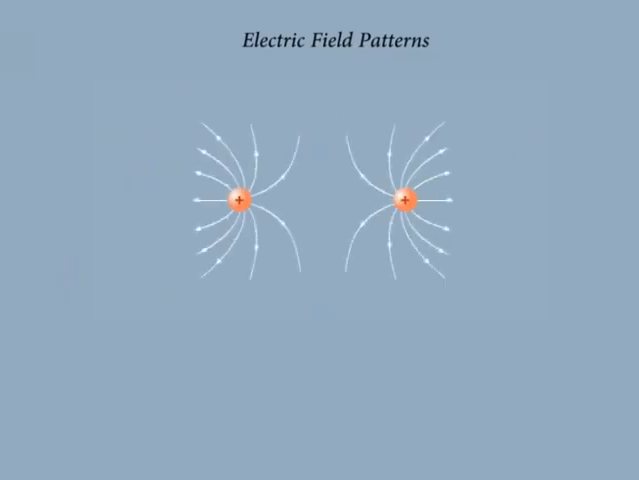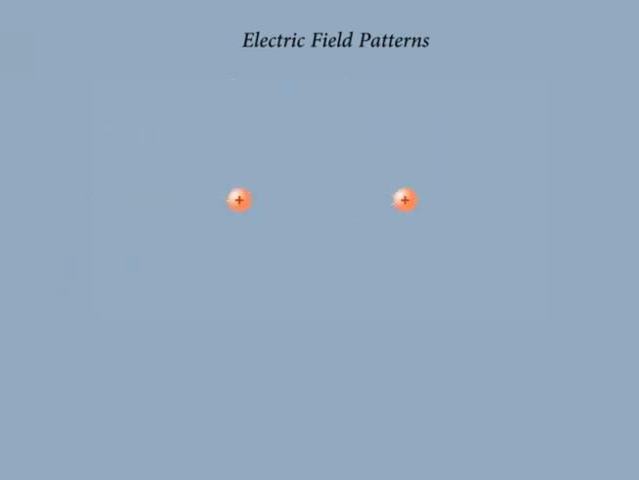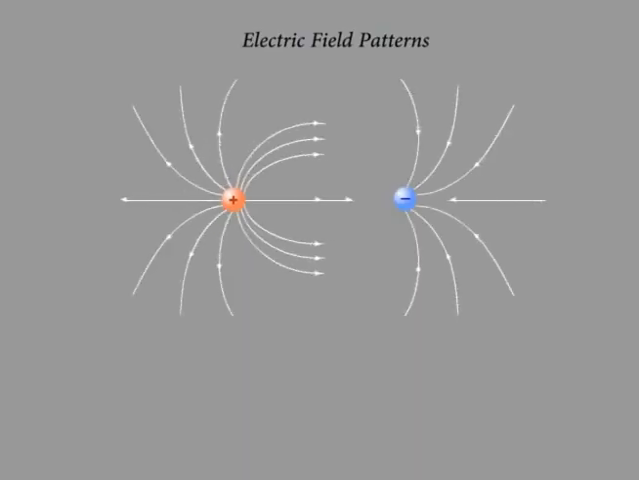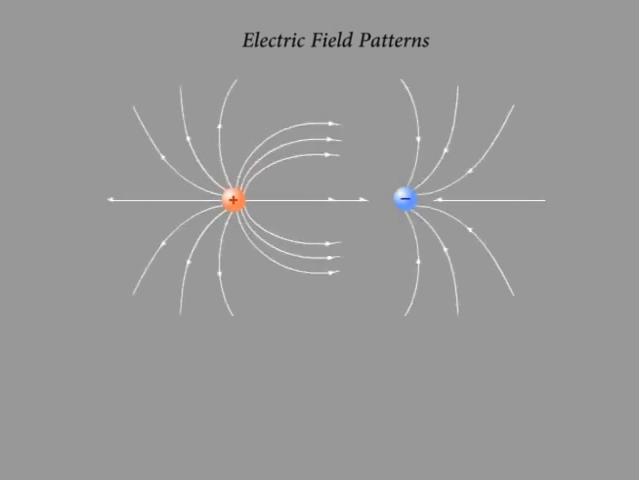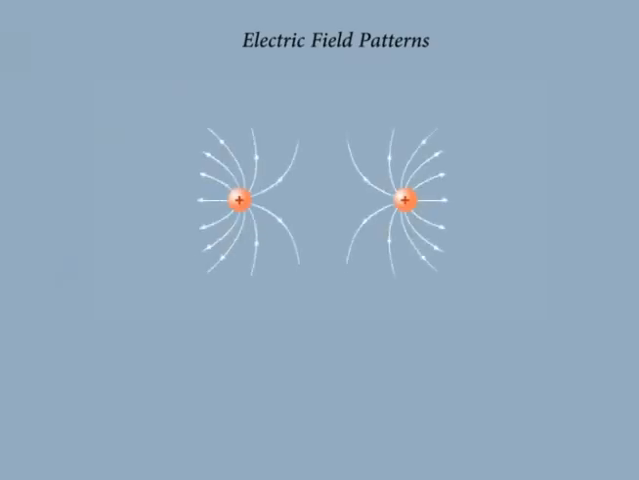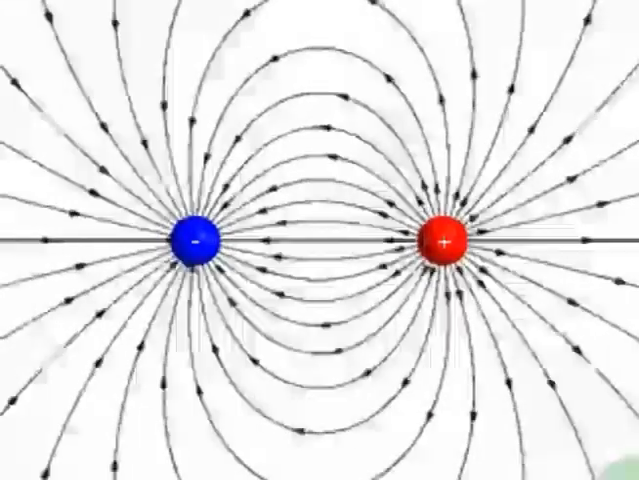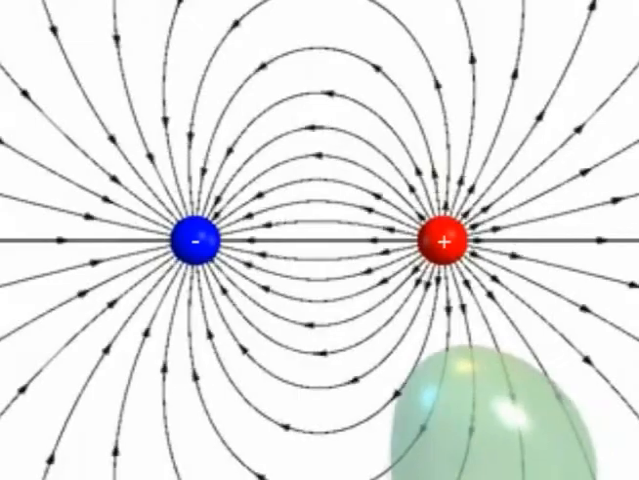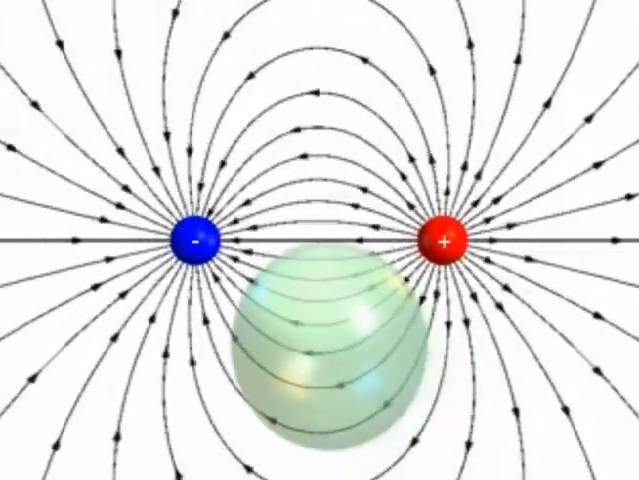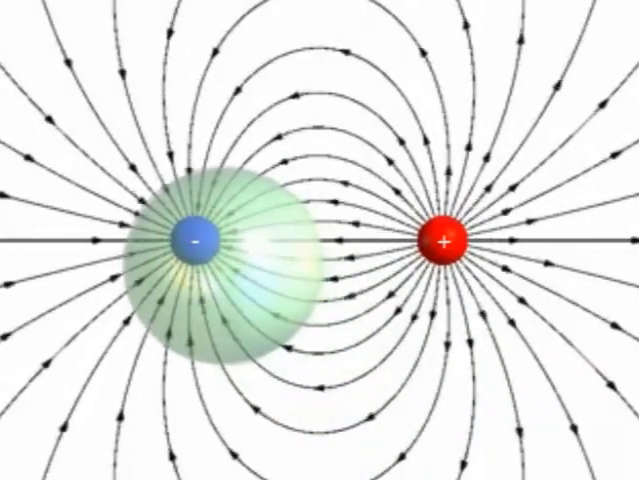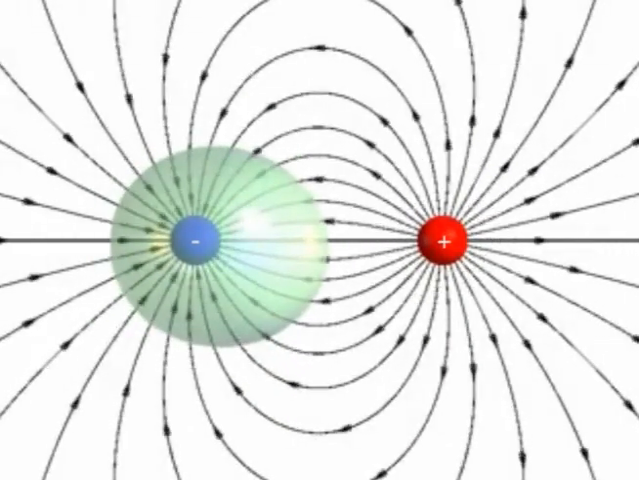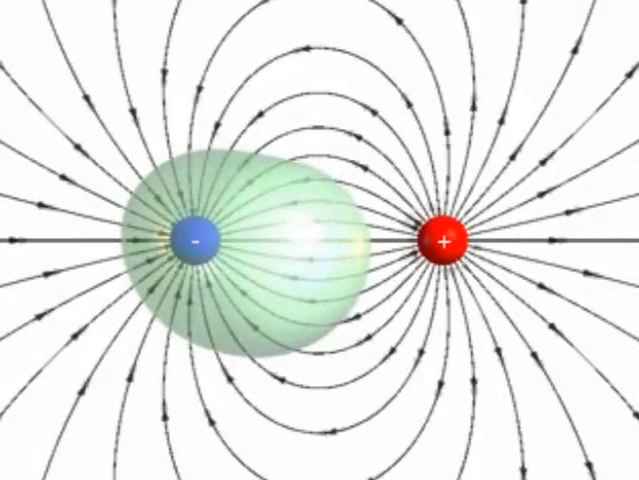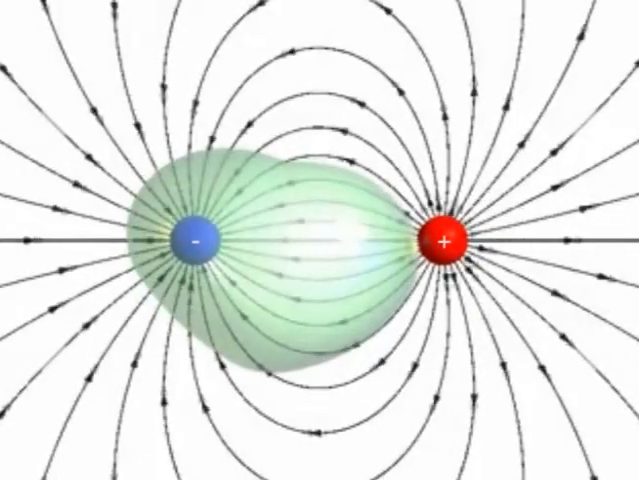Usually, the electric lines of force are directed away from the positive charges and towards the negative charges. Like charges repel, and unlike charges attract. Keep in mind though that the electric field lines are always directed away from a positive charge and towards a negative charge. They do not cross one another.